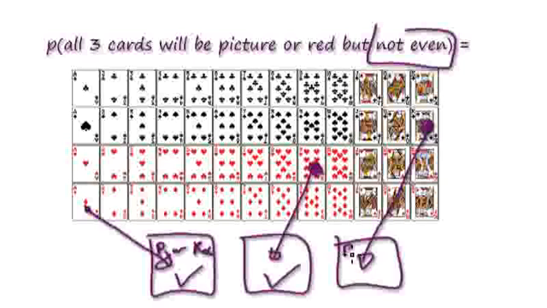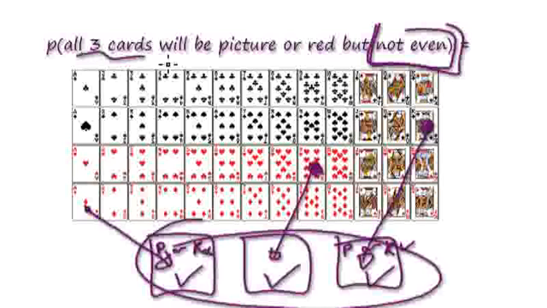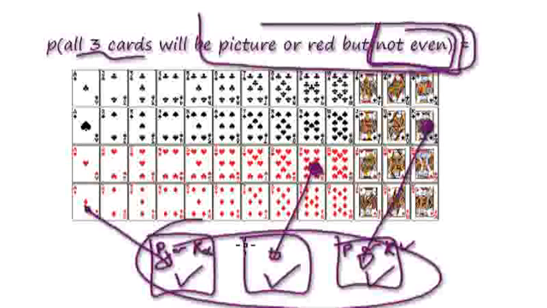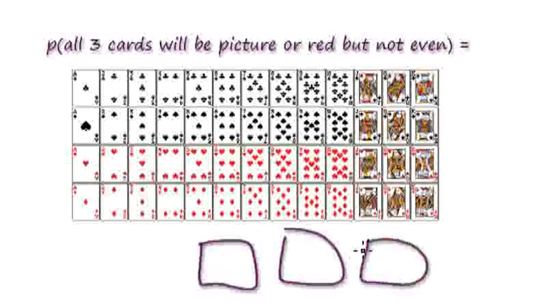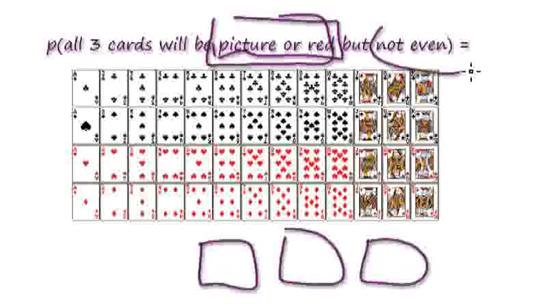And we require picture card or red. Well, though the king is not red, it is a picture card. So the first part is good, and the second part, not even. Well, a king is not an even. So this is good. So overall, all 3 cards satisfy these conditions. So this instance here would be a good outcome. Okay, so we're going to pick out 3 cards. What is the probability that all 3 cards will be picture or red, but not even?